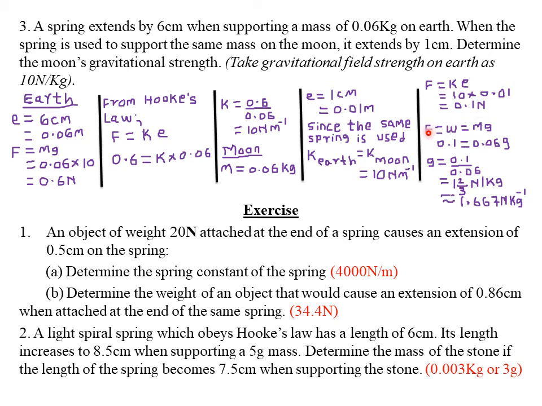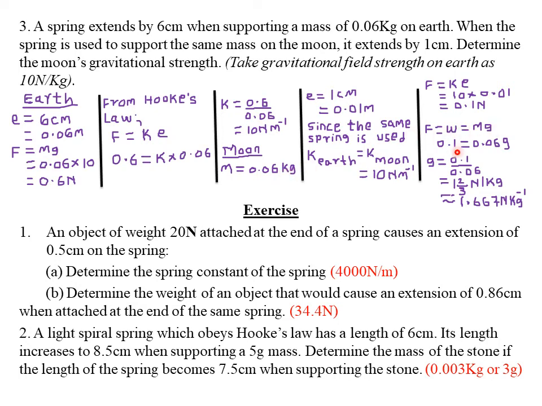Since we already have the force, and we know that the force stretching the spring is produced by the weight, the force is equal to the weight in this case. And we know that the weight is given by mass times the gravitational field strength. So the weight on the moon is 0.1 Newton. And the mass on the moon, we are given as 0.06 kilogram.